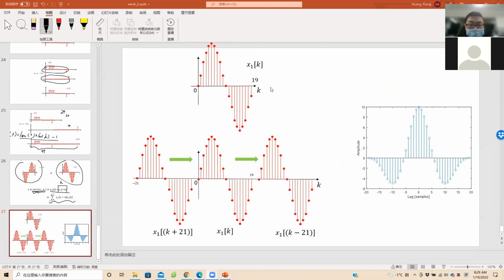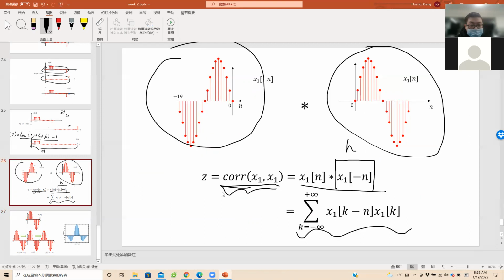This example is to show the autocorrelation according to this equation.